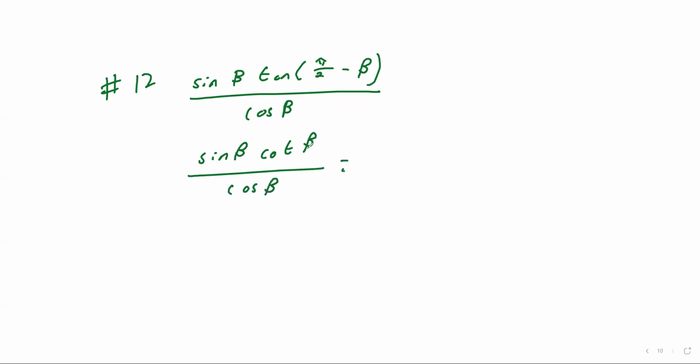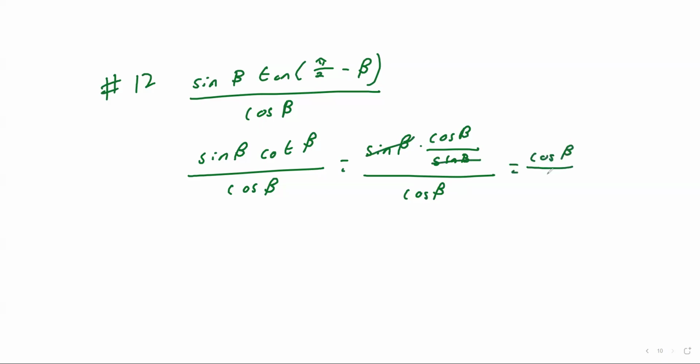My next move is to turn things into sines and cosines. So this is now sine beta times cosine beta over sine beta, all over cosine beta. When I'm multiplying that, if I multiply by sine and divide by sine, they will cancel, leaving me with cosine beta over cosine beta. And I can see that this right here would just equal 1.